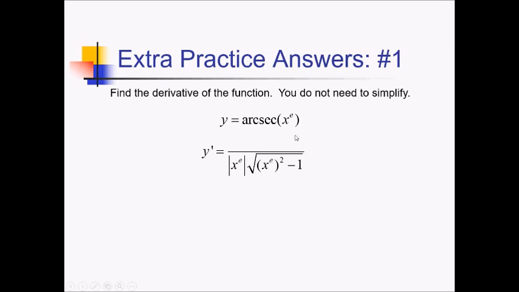Now for the inner function, we have to multiply by the derivative of x to the e. That's a variable to a constant, so we can just use the power rule. That's going to be e x to the e minus 1.